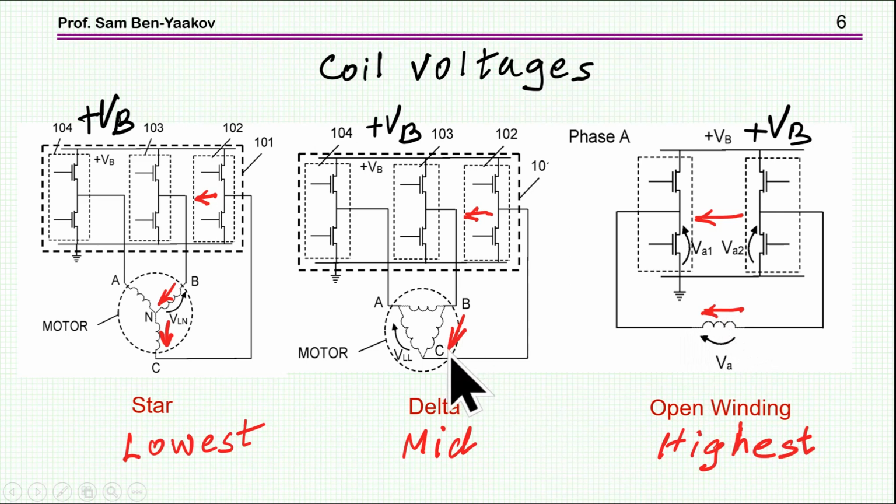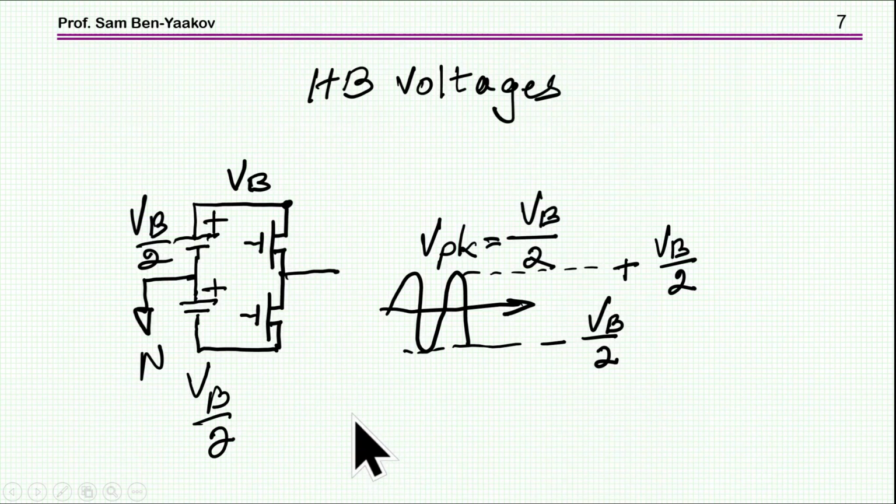Here we do have the voltage between the 2 half bridges, but they are shifted in phase 120 degrees, and consequently it turns out that the voltage here will be lower than here, and obviously here we are sharing this voltage between these 2 coils, so therefore the voltage across each one of these will be lower. So let's see how we can estimate these voltages.